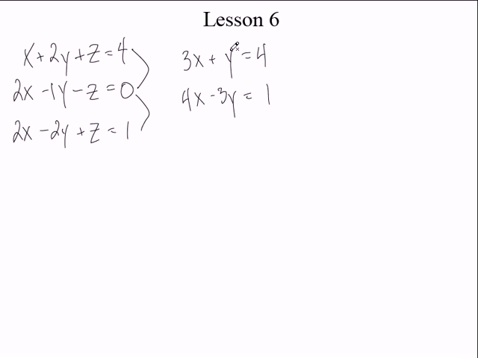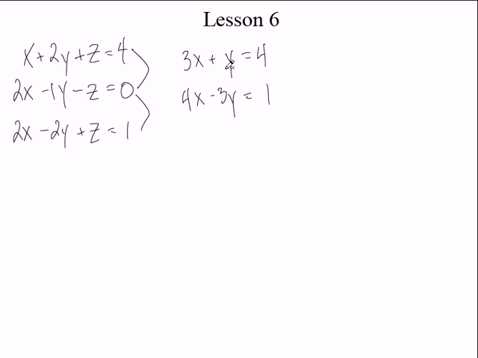You could use a substitution if you wanted to. If you wanted to, you could get y by itself. Do you see that? Move the 3x over here. So y equals 4 minus 3x. Take 4 minus 3x and substitute it in for this y right here. Right? Does that look familiar to you? You could do that if you wanted to, and that would work. I'm not going to do it that way, though. I'm going to do it this way.